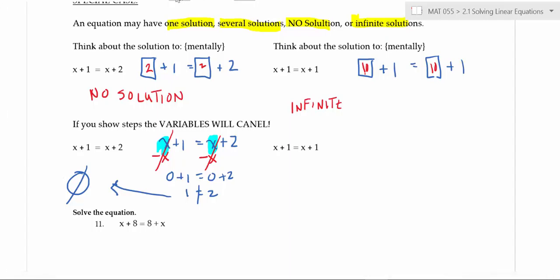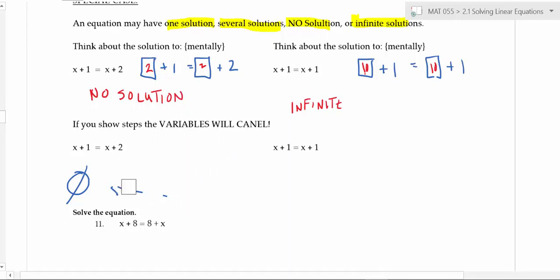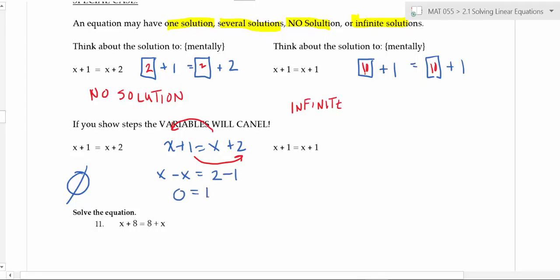Another way you could do this is like this. You could rearrange the variables the way we've been doing. So you could say, okay, we've got x plus 1 equals x plus 2. I want to put all my variables on the left, and I want to put all my numbers on the right. If you did that, you would have x, and when you move this, you would have minus x equals, leave the 2. When you move the 1, you'd have minus 1. So you'd have 0 equals 1. Still the same thing. It's a contradiction.